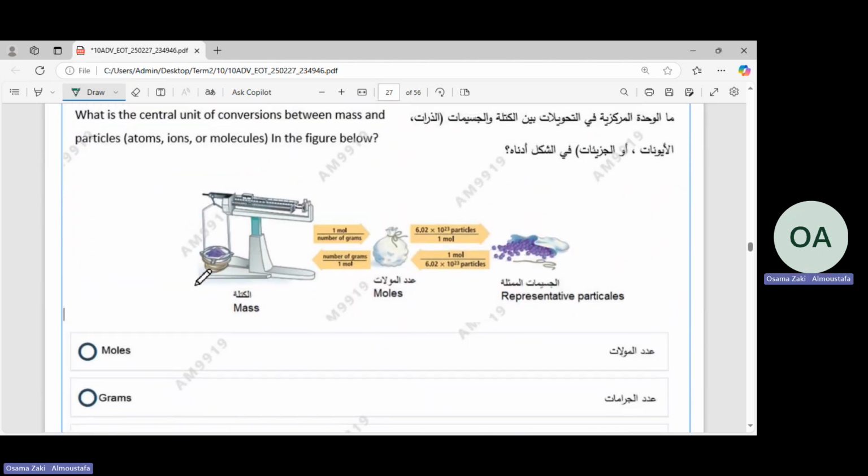Here, what is the central unit conversion between mass and particles? Between mass and particles, we have to pass through the moles, because we have to convert from mass to mole, then from mole to particles. So the central unit of conversion is the mole.